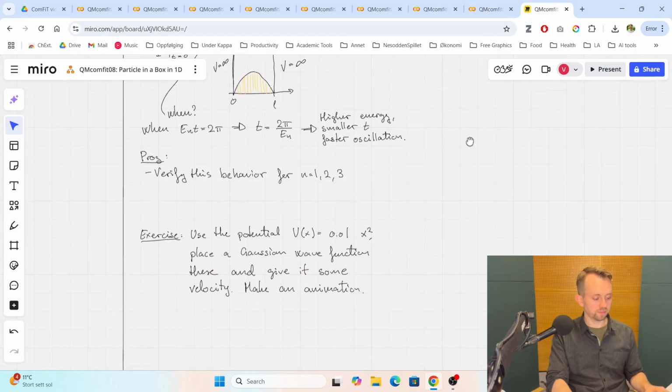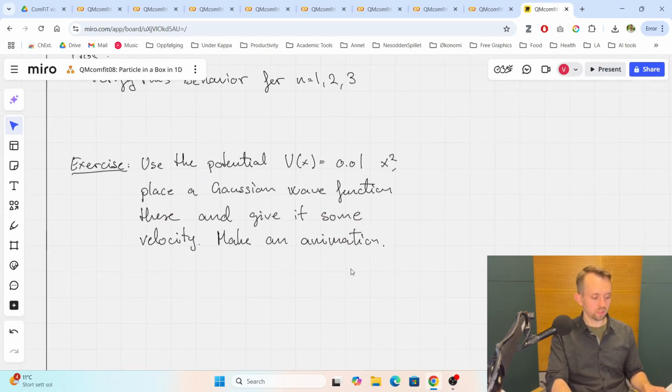And for the next task, for the next video, I would like you to try to, instead of setting the potential to be infinite or 10 before 0 and at 10, just set it to this function 0.01 x squared, and then place a Gaussian function inside, and then give it some velocity and make an animation to see how that evolves.